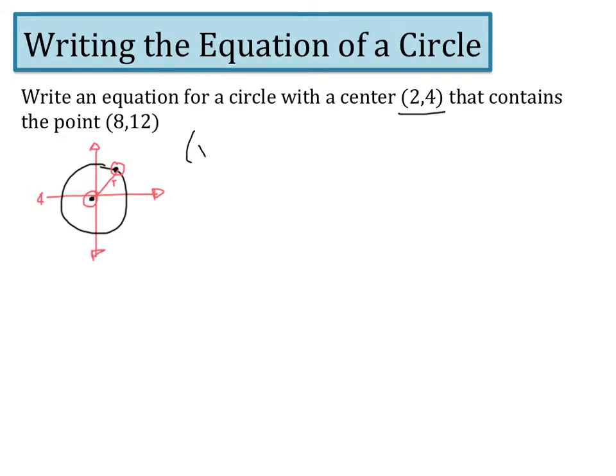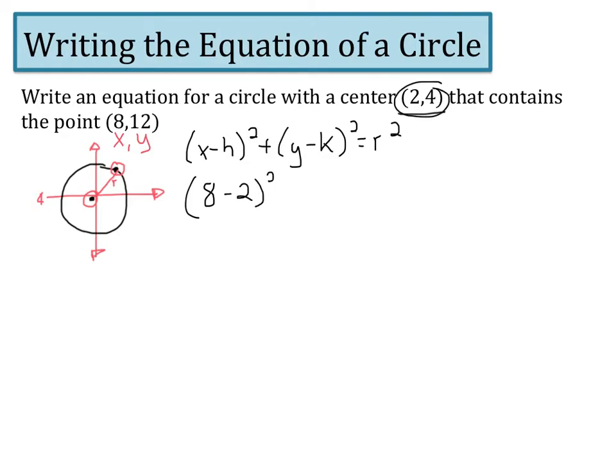So our standard equation is (x − h)² + (y − k)² = r². We don't know the radius here, that's what we're solving for. But we do know this point here, and that can be our x and our y. So we'll plug in 8 for x, our h will be 2, that comes from our center, and we'll square that. Our y here would be 12, our k will be 4, and we'll square that as well. And we're solving for r.